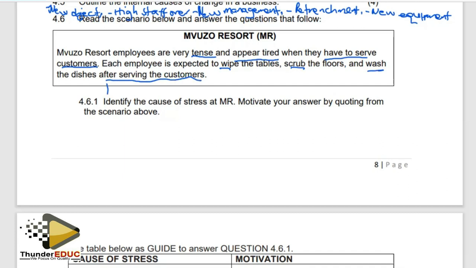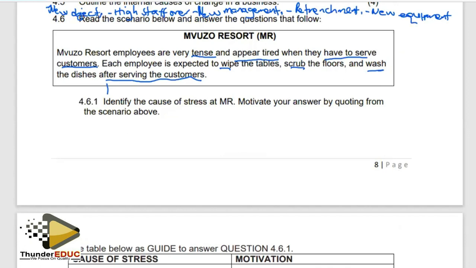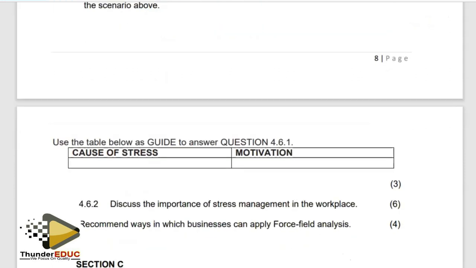Identify the causes of stress. There is a lot of stress which is seen here. Identify the causes of stress and then motivate your answer. Obviously the cause of stress which we have seen is heavy workload. You can't just be doing too much of that. These people are working too much. If you said an unrealistic target, you would get a mark. Possibly this is unattainable by one single individual within the shortest time possible.